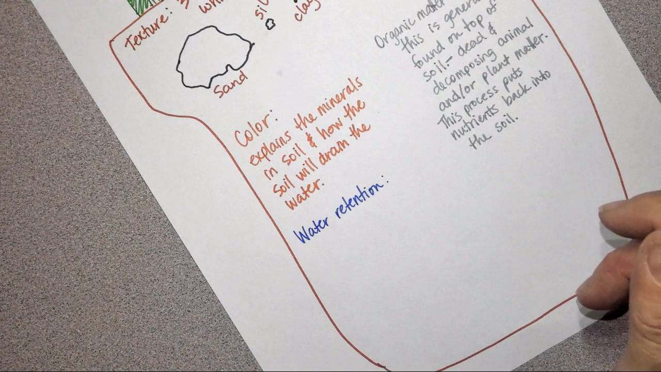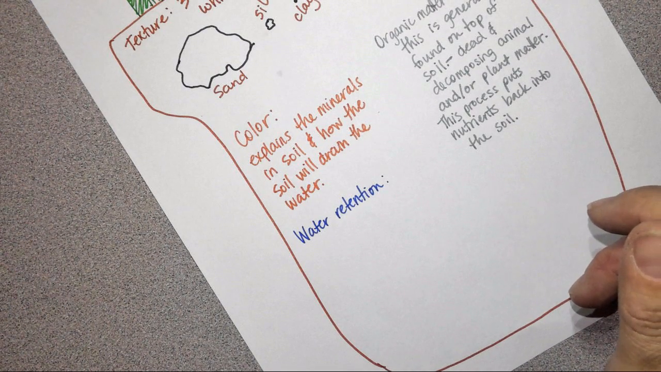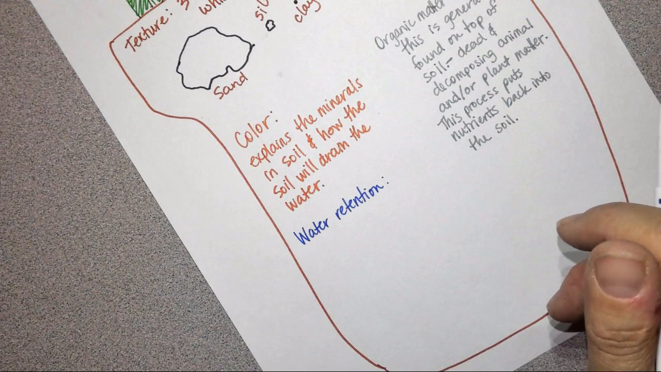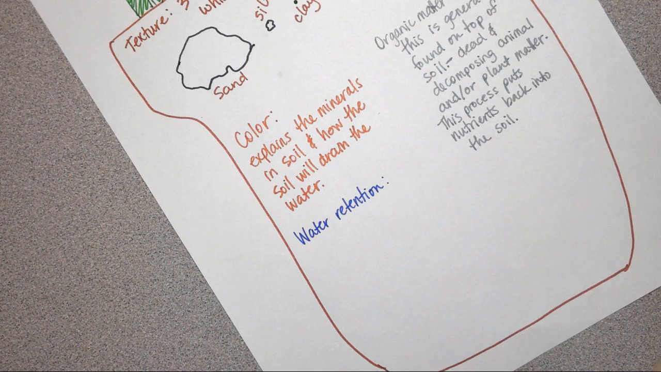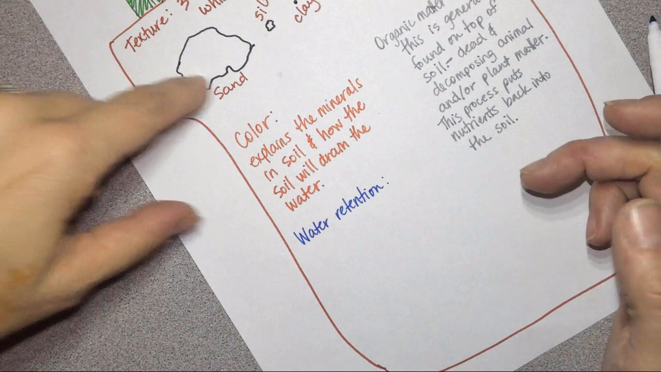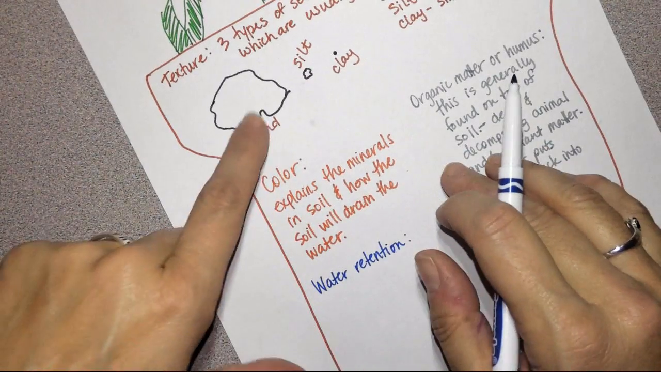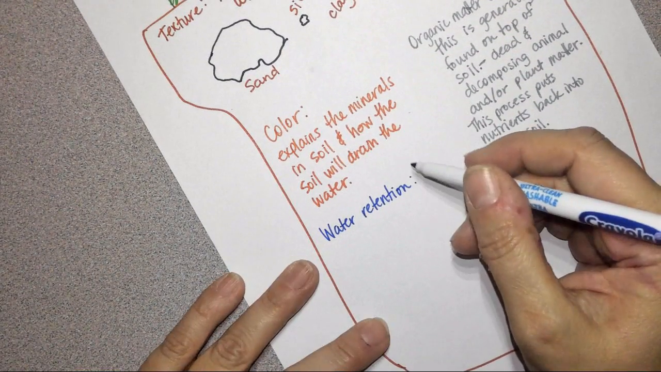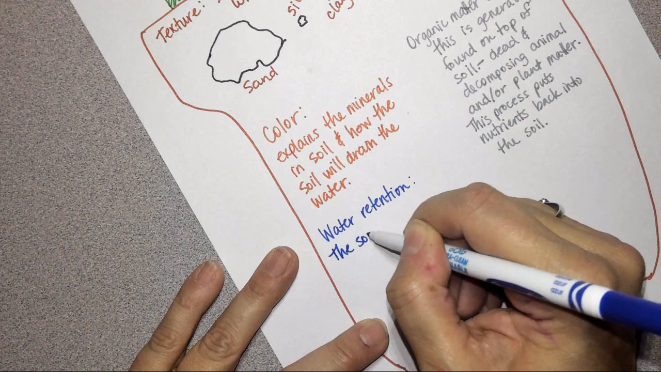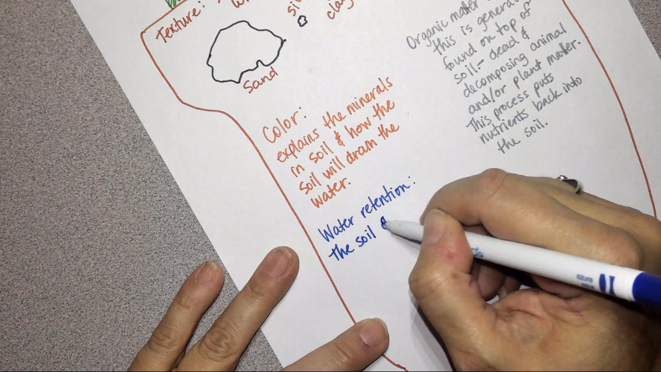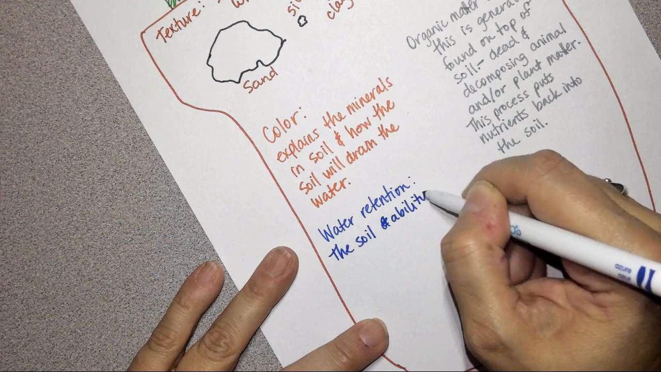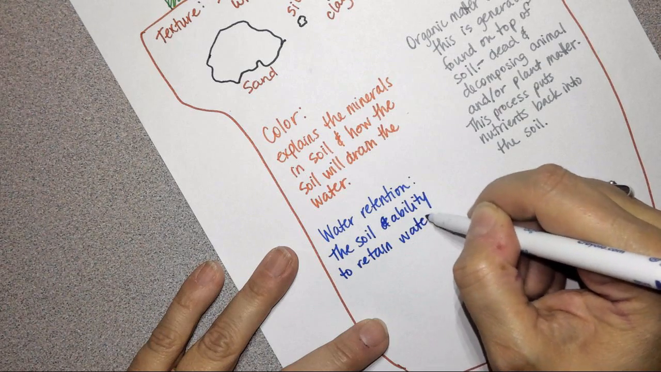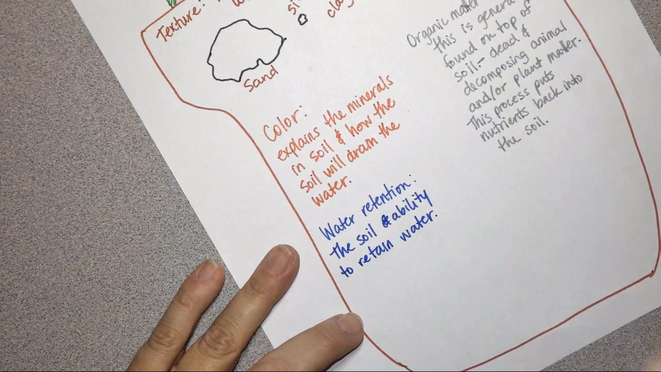But then the sand, what we should have learned is that the sand went through really, really fast. And not only did it go through really fast, but almost all the water came out because of those big old pieces. See how big they are comparatively? Those big old pieces of sand had lots of holes in them, so that water just goes right through those things. So the water retention is how the soil is able to retain water. Okay, that's how that soil keeps that water.